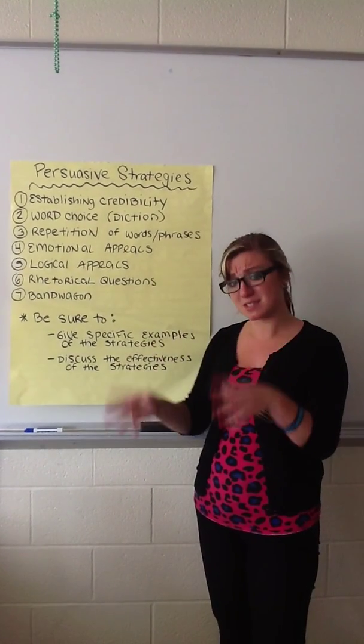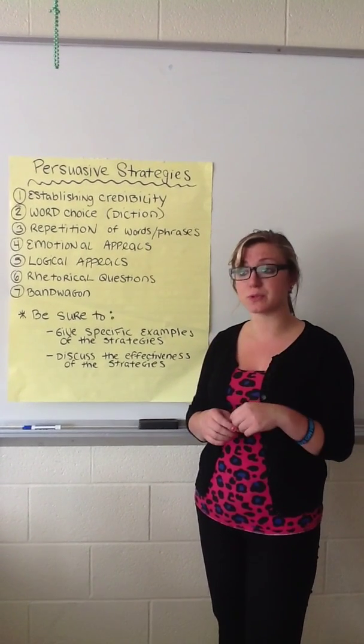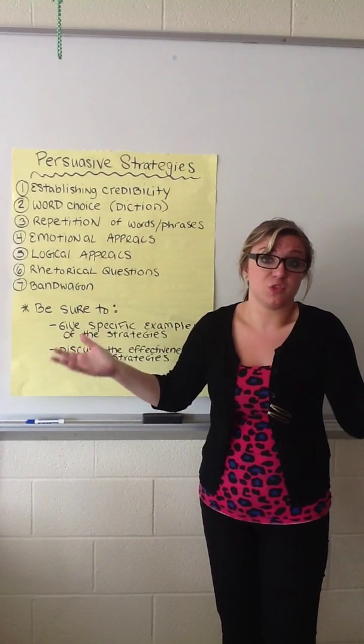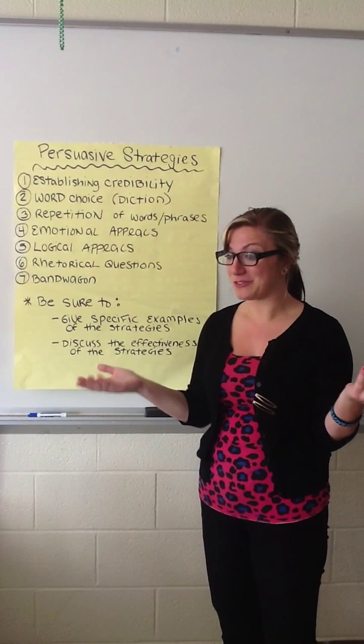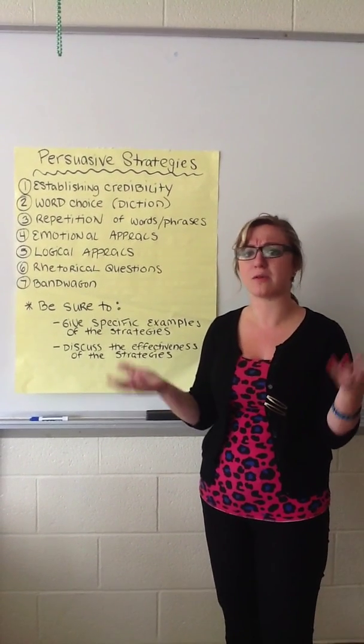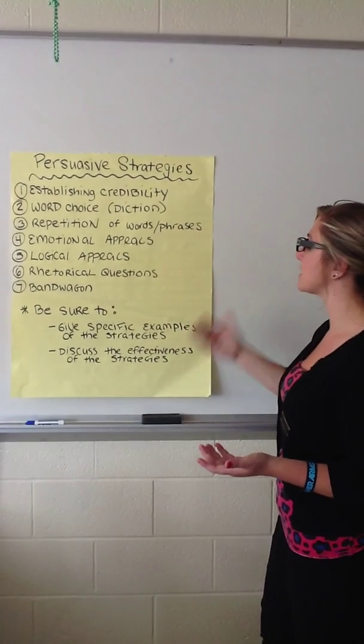Fifth strategy, logical appeals. Basically showing how things make sense. We'll go back to Brutus, the funeral speech that Brutus gave. If Caesar was alive, you would all be slaves. If Caesar's dead, you would all be free. So it just makes perfect sense. Why would you possibly want Caesar to be alive if you're going to be a slave? So, how something makes sense.